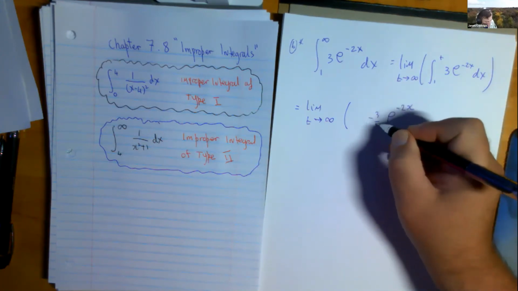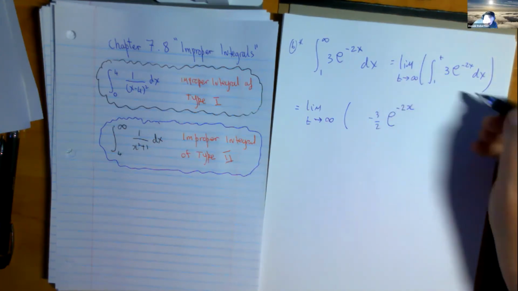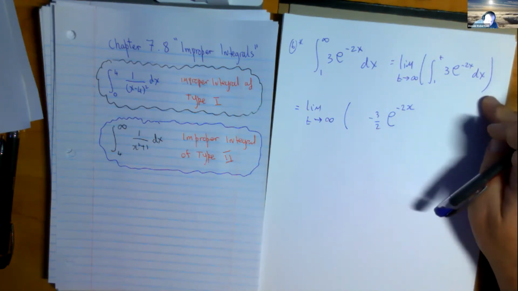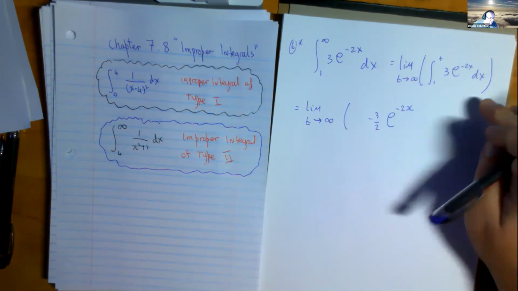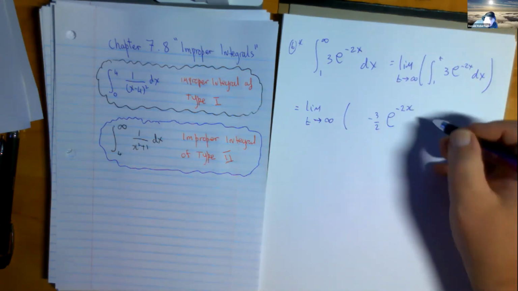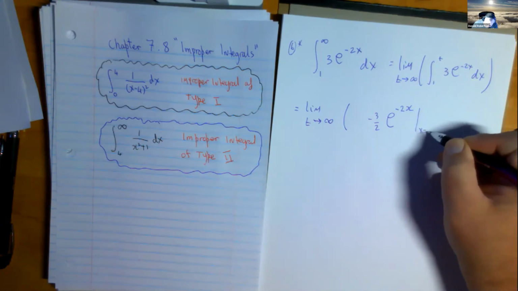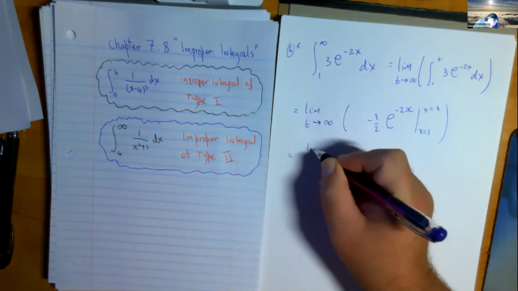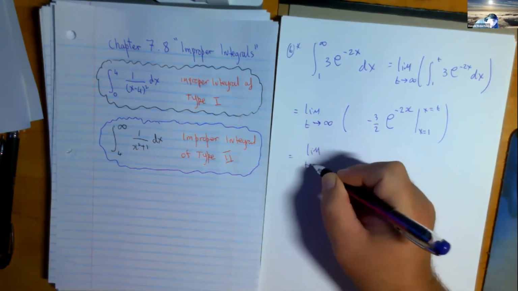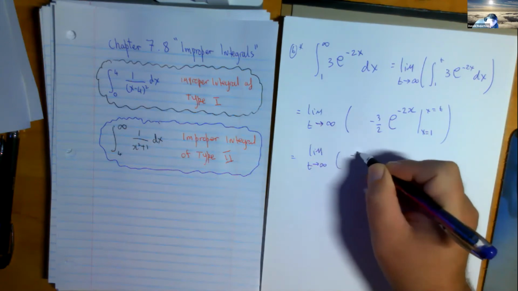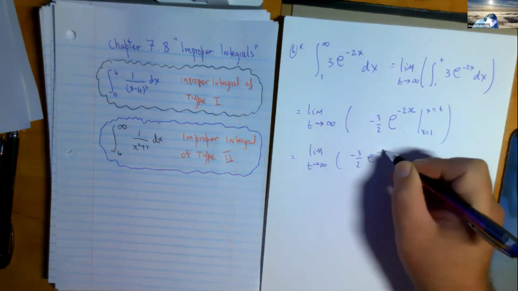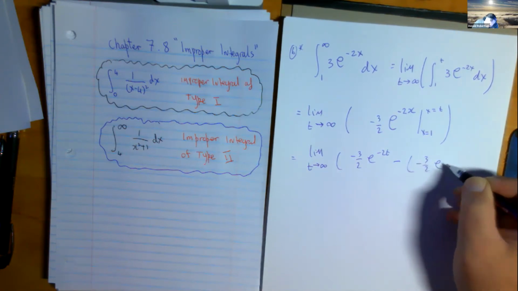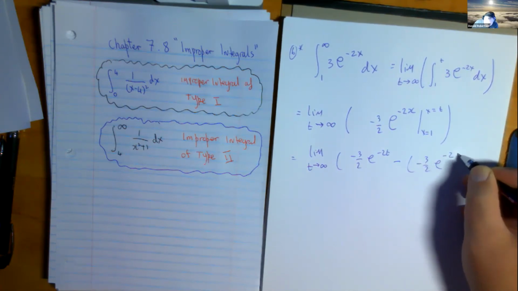All right, with the negative in it, right? So this becomes that. Now, if you don't like the linear shortcut method, well, you do u sub equals minus 2x, and it will eventually become that. Now, we're going to evaluate that at x equals 1 to x equals t. And that's now going to become the limit as t tends to infinity of -3/2 e to the -2t, take away -3/2 e to the -2.